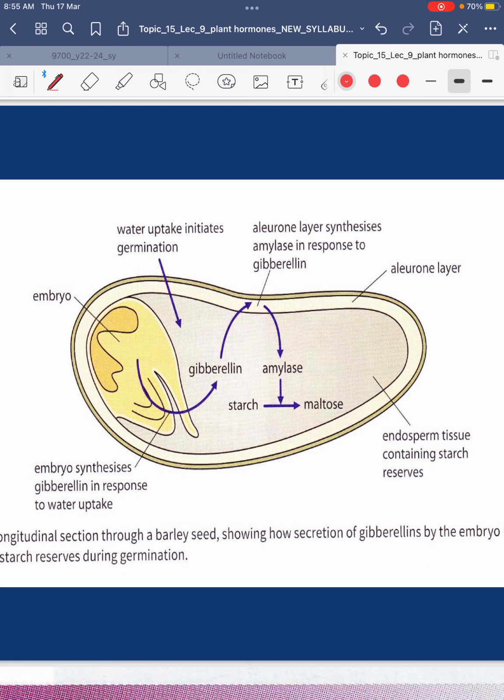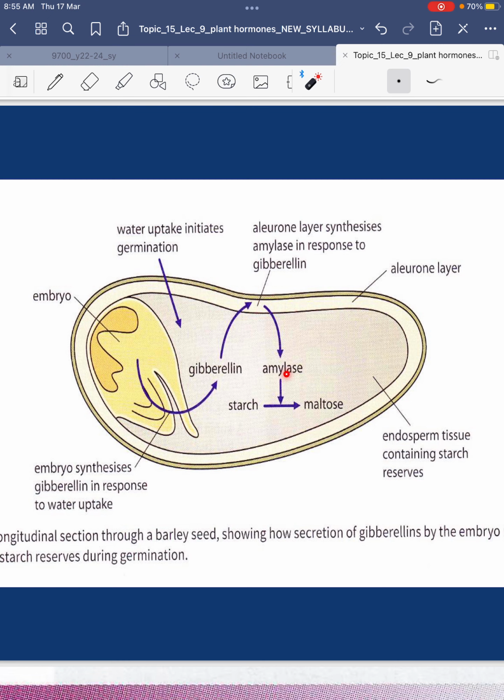So the seeds absorb water, the embryo makes gibberellin, and gibberellin diffuses to the aleurone layer. Why the aleurone layer? Because we said just now the aleurone layer is where proteins are stored, and examples of proteins are enzymes. And so from here the enzymes can be made, amylase.